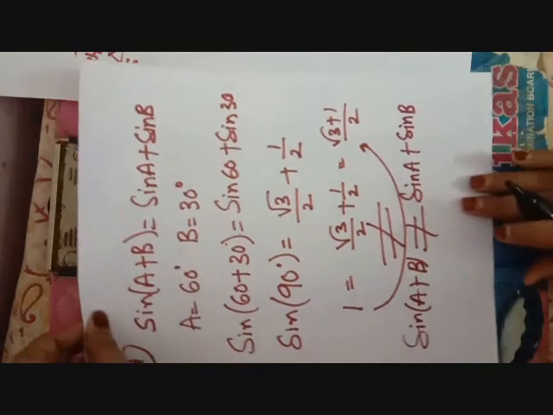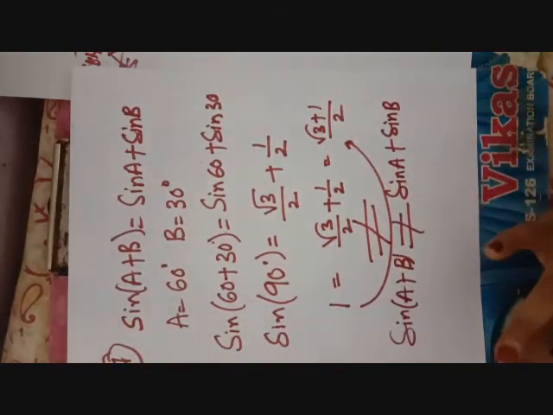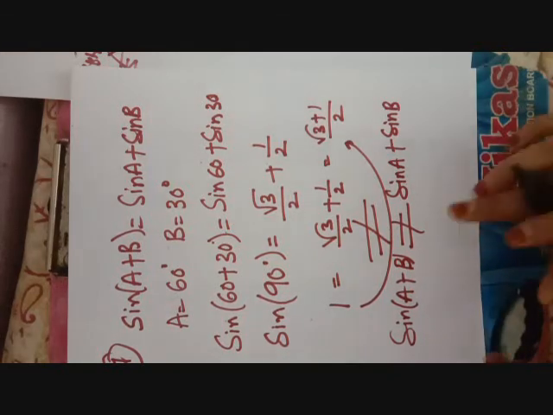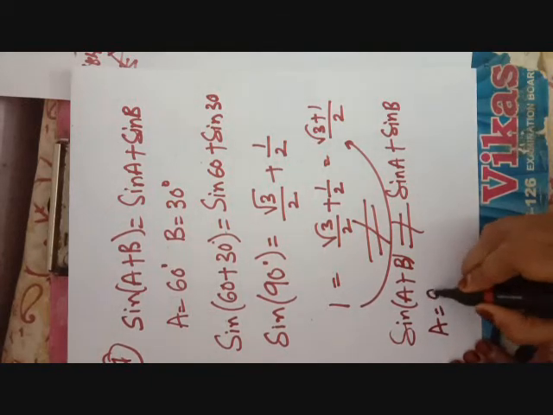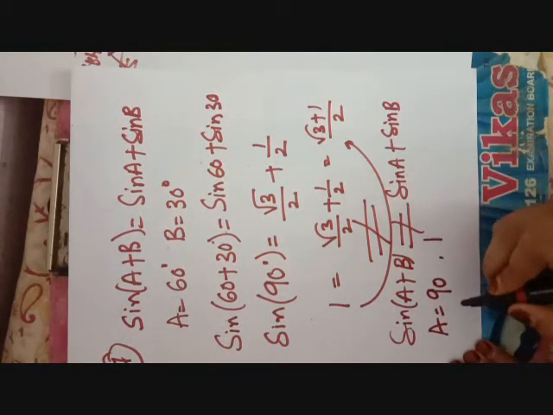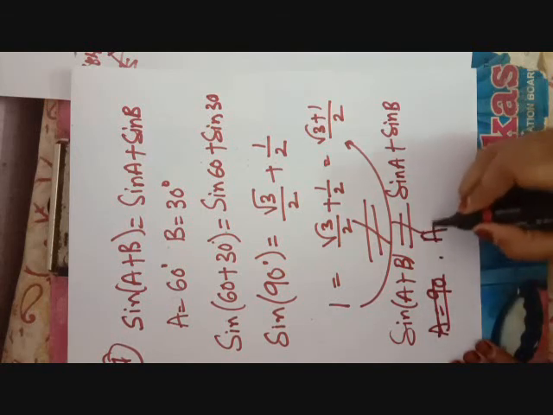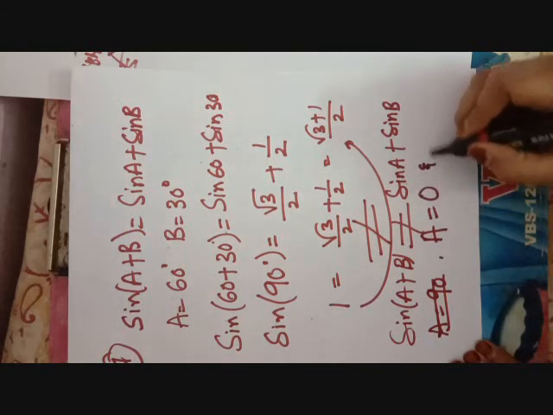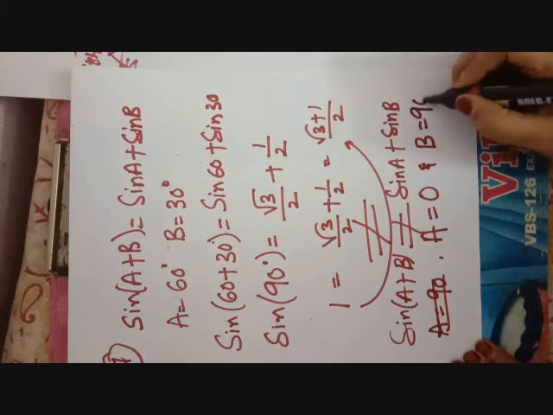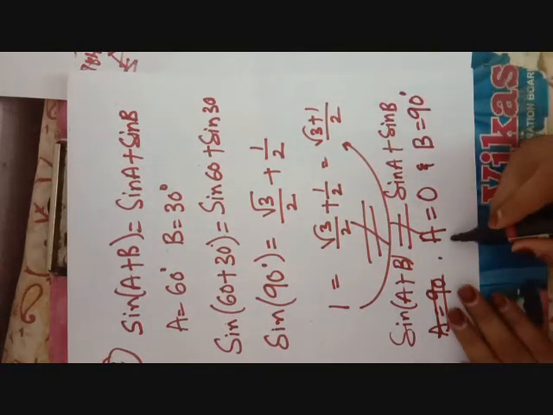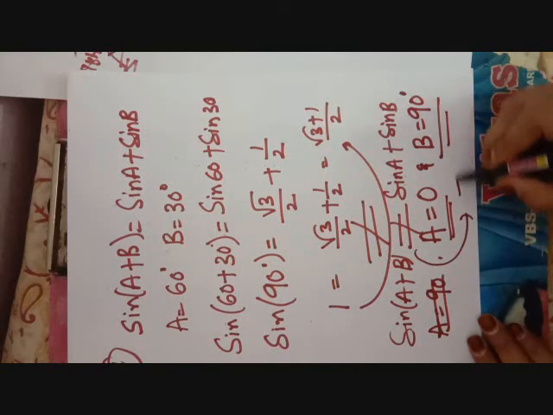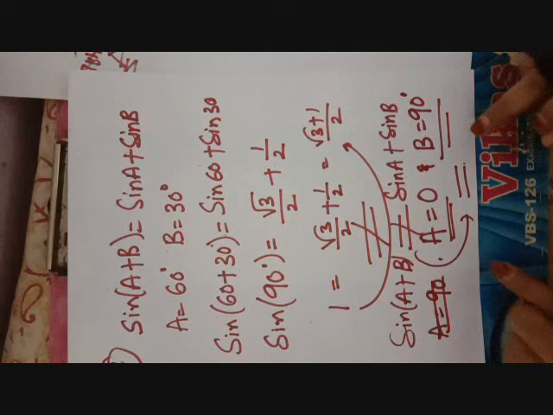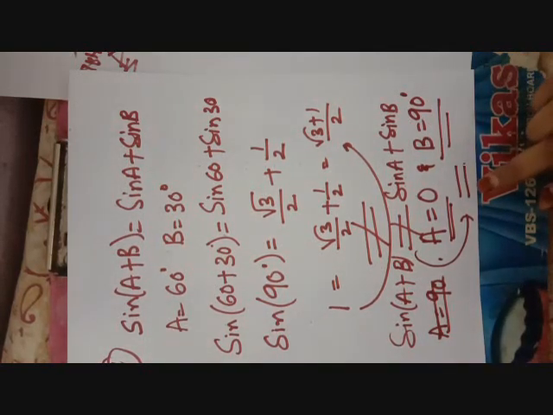It is not equal, but some exception is there. It is true only when angle A is equals to 0 and angle B is equals to 90 degrees or vice versa. Then only the condition is true. Put this value, you justify your answers and come back to the class.